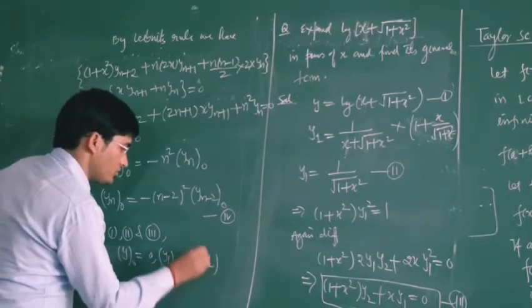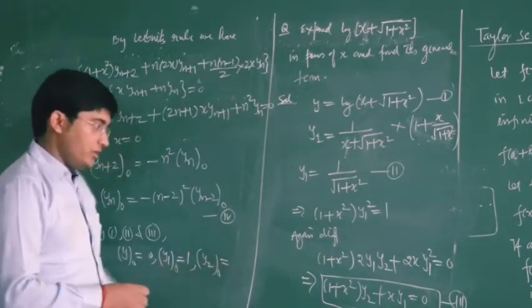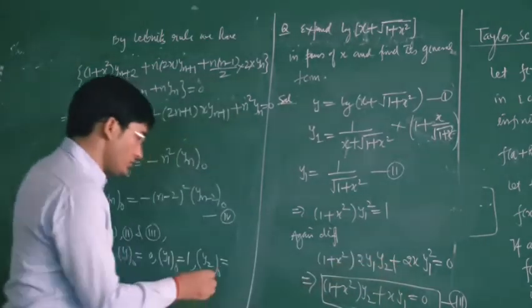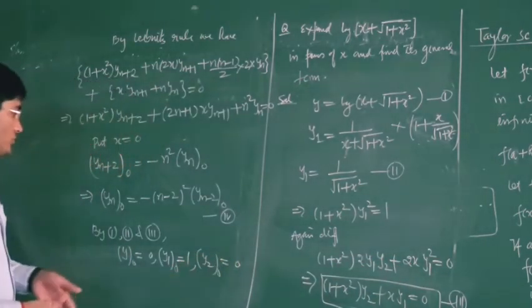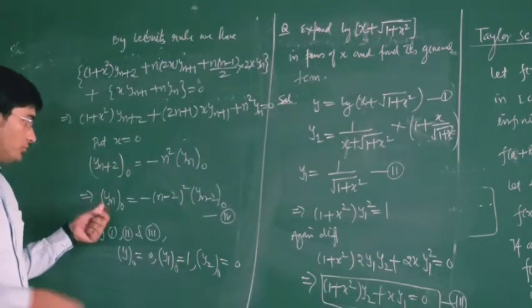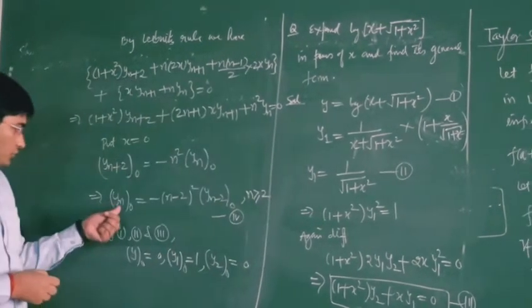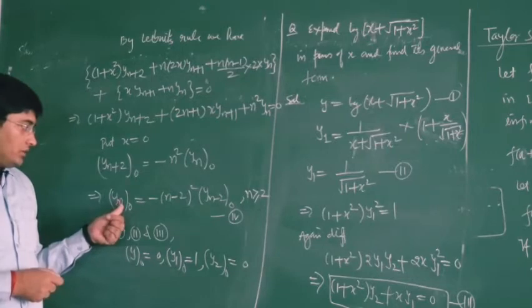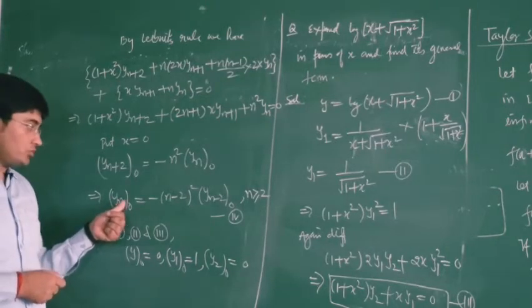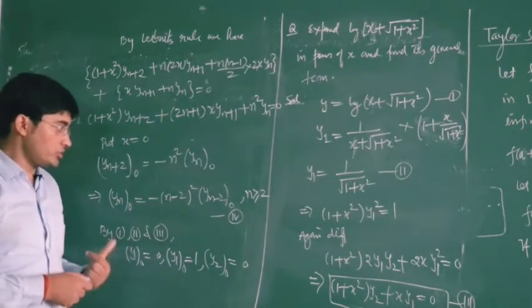Then from equation number 3 we will have y2(0) = 0. If you put x equal to 0 here, then this is 0, so y2(0) is 0. Now from here we can have n greater than or equal to 2. If you find y2(0) here, then on putting n equal to 2 we get 2 minus 2, so this will be 0.